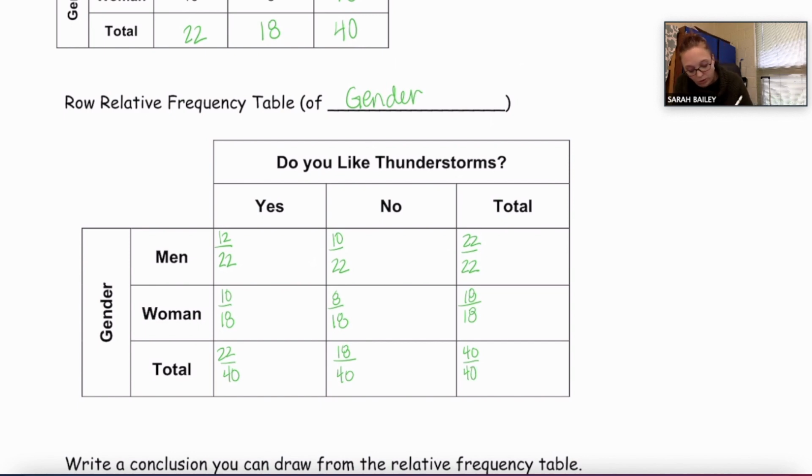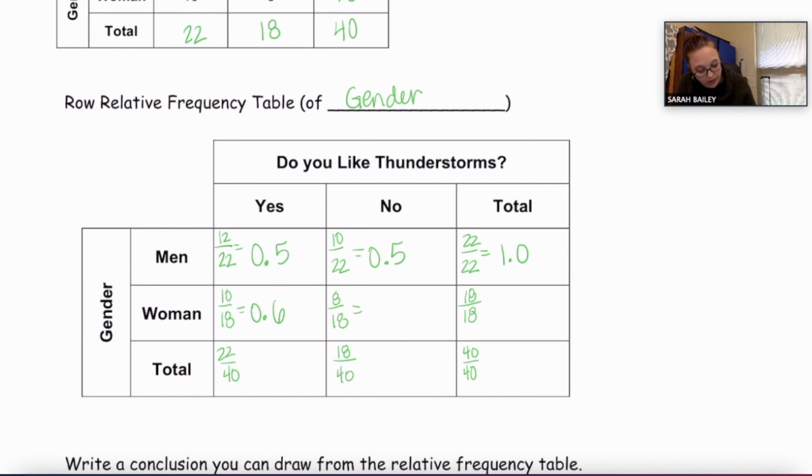Okay. So I'm going to do 12 out of 22, and it said to round to the nearest tenth where necessary. So 12 divided by 22. When I round that to the nearest tenth, that would be 0.5. Then I'm going to do 10 out of 22, to the nearest tenth would be 0.5. And 22 out of 22 would be 1.0. Now I'm going to do 10 out of 18, which would be 0.6 to the nearest tenth.